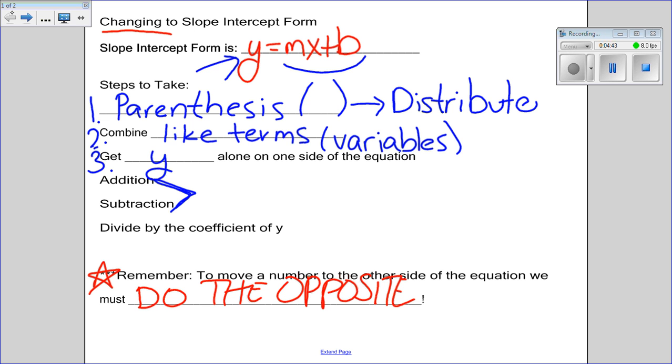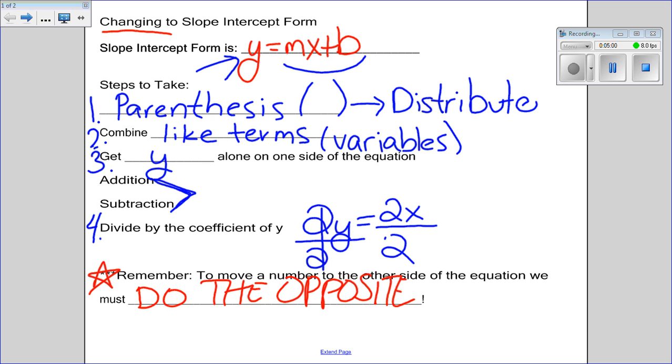Our very last step is to divide by the coefficient of y. So if we get something where it's 2y equals 2x, you need to divide both sides by 2 so you can get y alone, okay? So this would just be y equals x. All right.